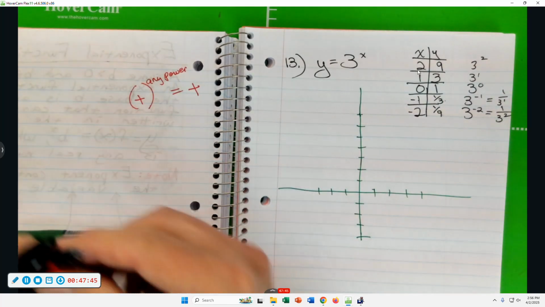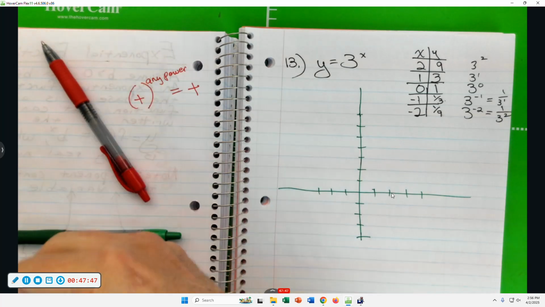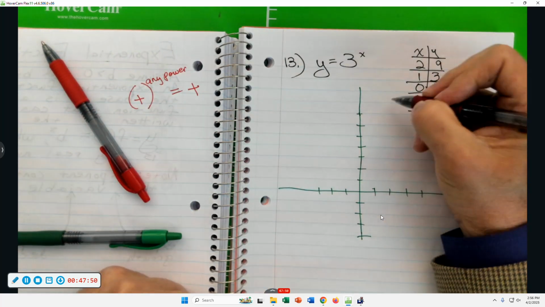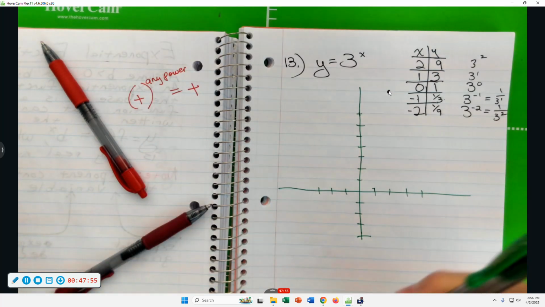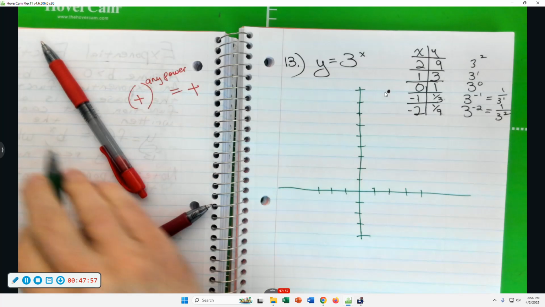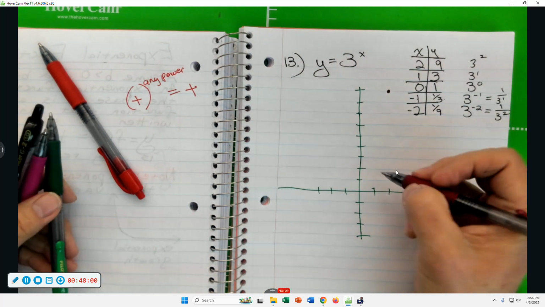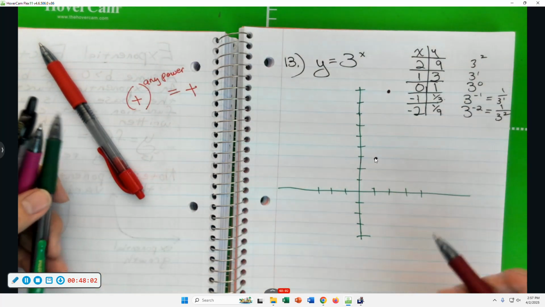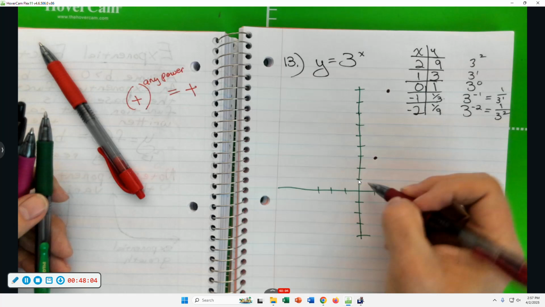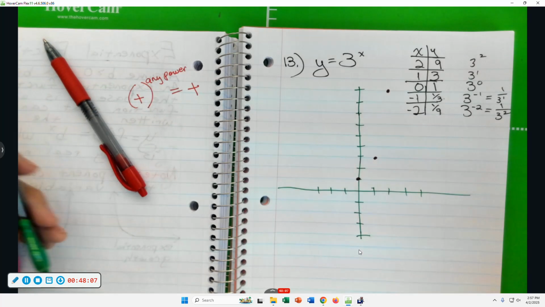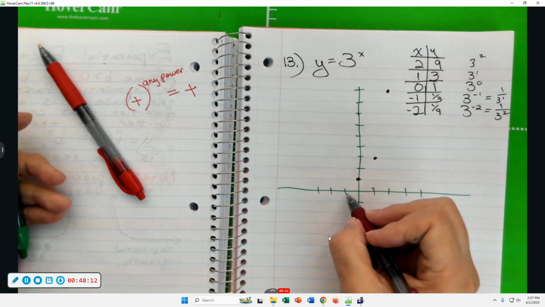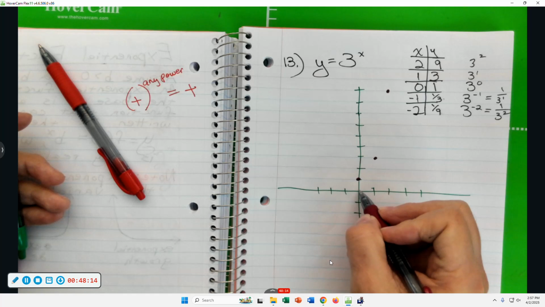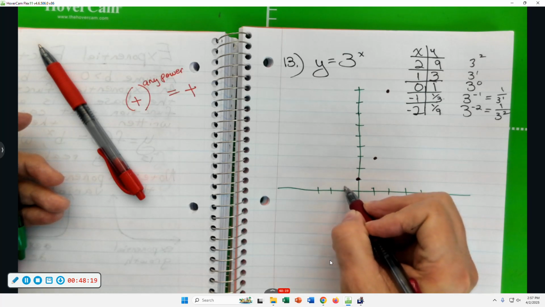So we're at right 2, up 9, right there. Right 1, up 3. Then 0, 1. That's our y-intercept. That's where the graph is passing through the y-axis. Then -1, we move up 1/3. So we go left 1. Imagine breaking that little interval there into 3 equal units. It'll be somewhere right out there.